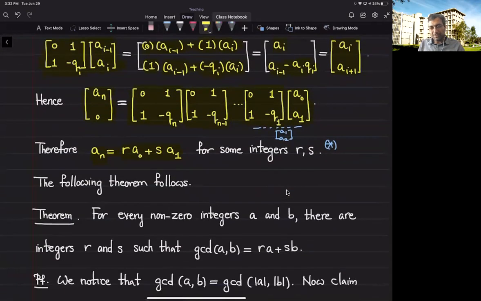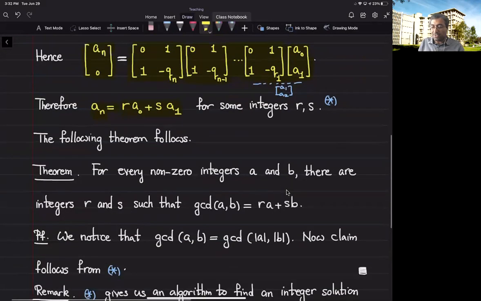Now, what is a sub n? A sub n is the GCD of a and b. What is a sub 0? It is a. What is a sub 1? It is b. So altogether, we are getting this beautiful theorem that says that if a and b are two non-zero integers, then the GCD of a and b is an integer linear combination of a and b. We have almost proved this, not completely.